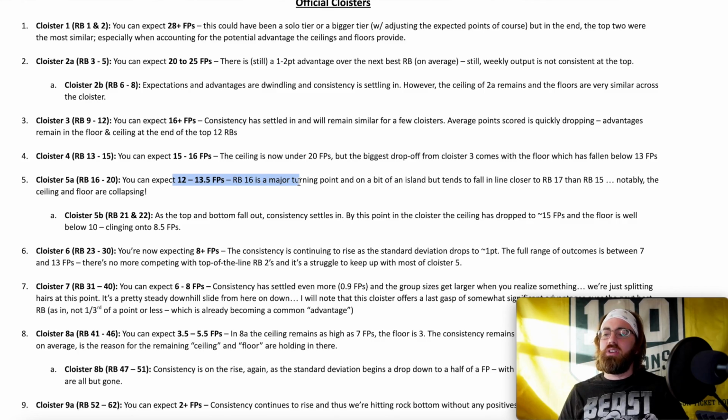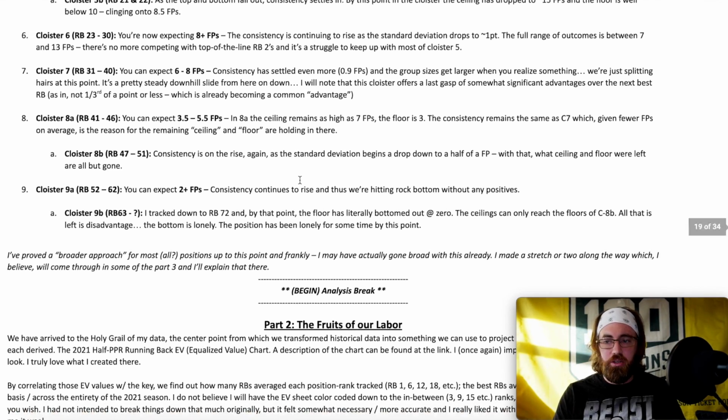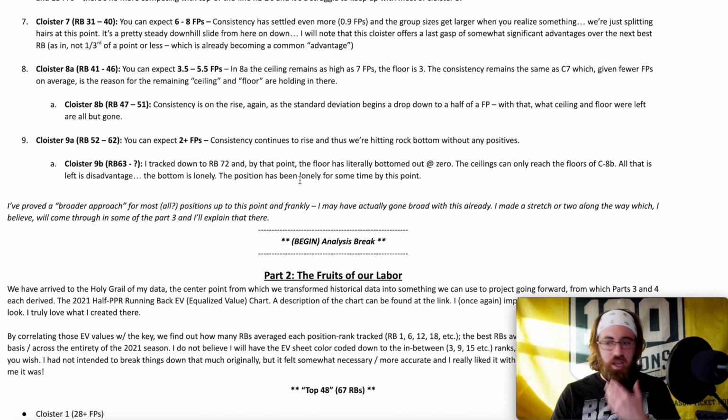The next step in the process is to create our tiers. And I did this by taking my equalized value, which is a chart that I have explained in previous videos at this point, and I'm just going to bypass that portion of this video. The equalized values are available up on the website.